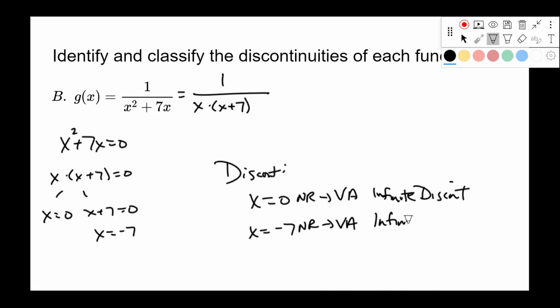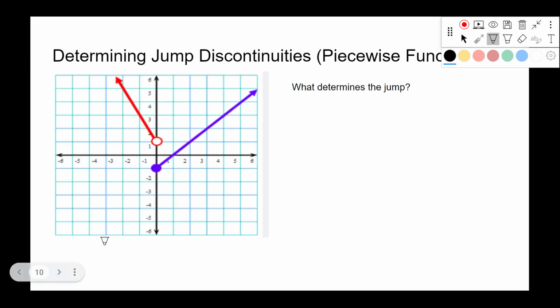Okay, and that is the difference between infinite discontinuities and holes. Infinite discontinuities are non-removable. You can't remove them. Holes you can remove, and then you'd be able to plug the x value back in to figure out what your y value is for the hole. Okay, and then finally, let's talk about those jump discontinuities.